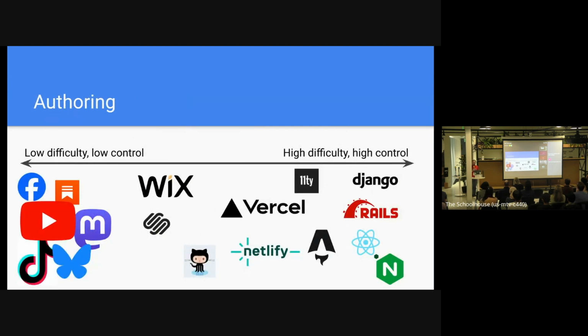Websites have to get written somehow. This ranges from digital sharecropping on the Facebook, YouTube, TikTok end to running your own web server and writing complex programs that generate the pages people see.